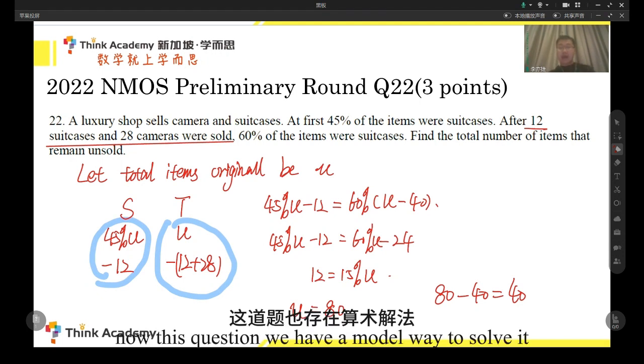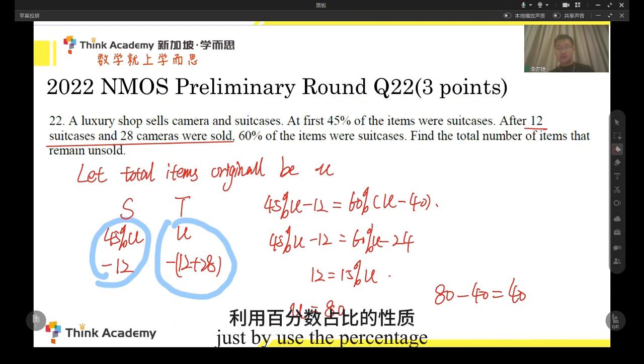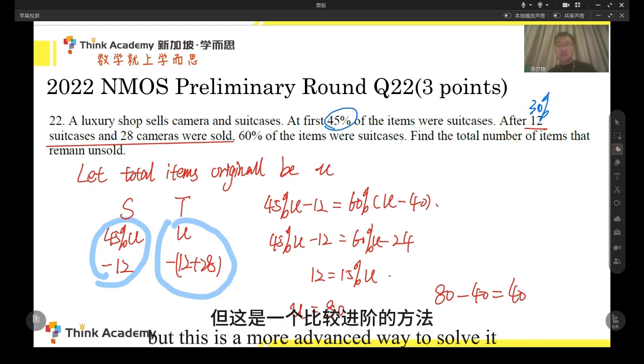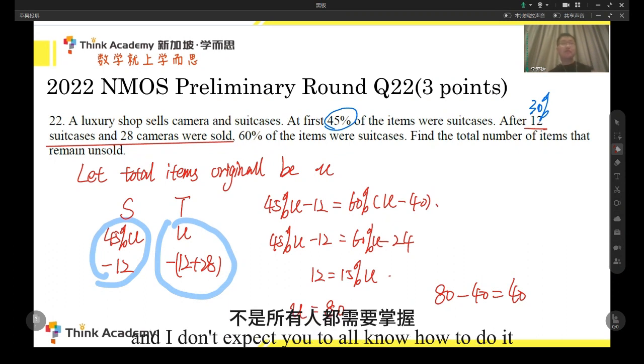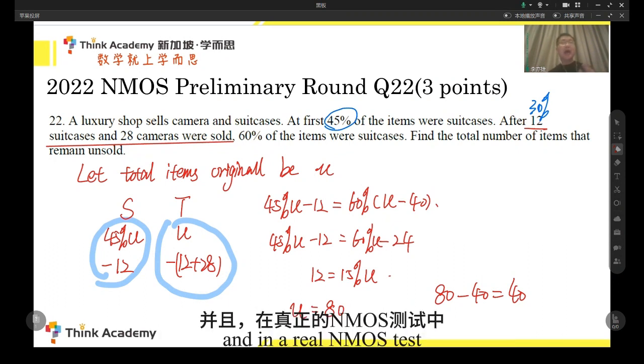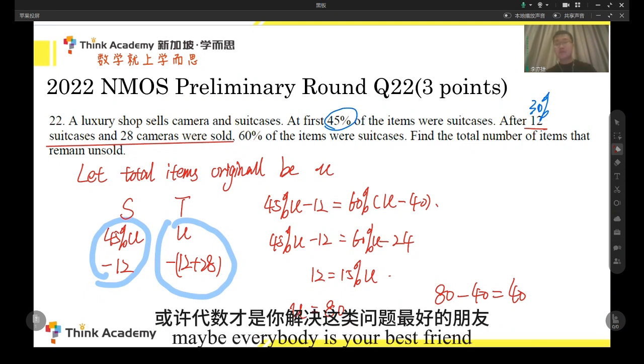So this question, we have a model way to solve it just by using the percentage. But this is a more advanced way to solve it, and I don't expect you all to know how to do it. And in a real NMOS test, maybe algebra is your best friend.